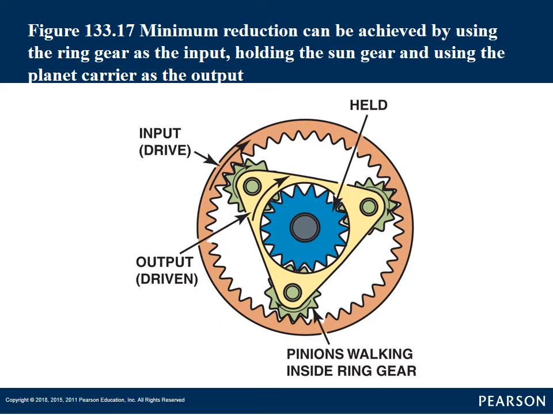Here's an example of getting a minimum reduction. This is our torque reduction, where we have very little gear reduction or no gear reduction. Here we're using the ring gear as our input. Now our input is bigger. In other words, our drive gear is bigger than our driven gear. So that's where we get our overdrive. Now we're holding the sun gear, and the planet carrier is the output. Here's just an example of getting a minimum gear reduction through a planetary gear set. See, 2 forward speeds that we're getting here.